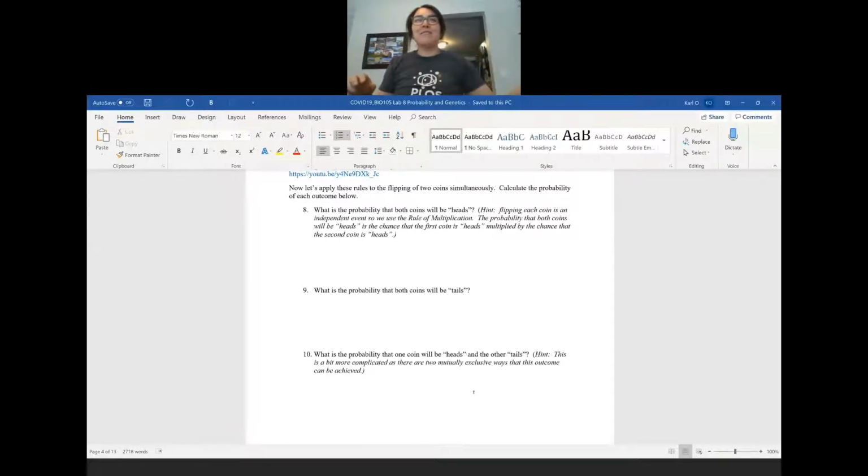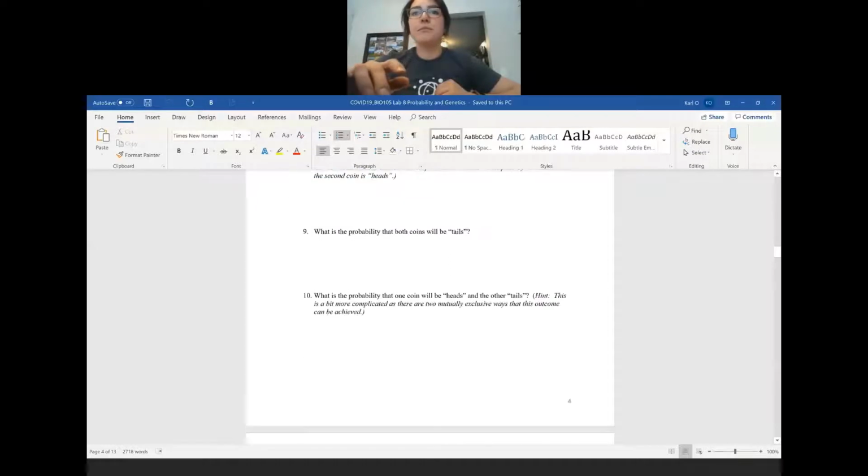So if we have this event or that event happening, that's addition, two mutually exclusive ways that this outcome can happen. So a 25% probability or a 25% probability, we add those together, it's a 50% probability that we will have one heads and one tails.